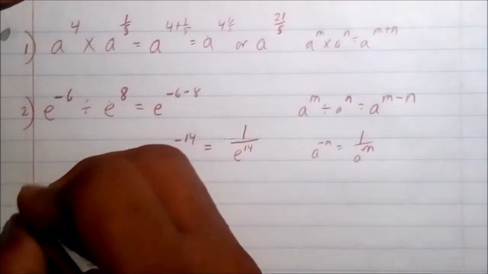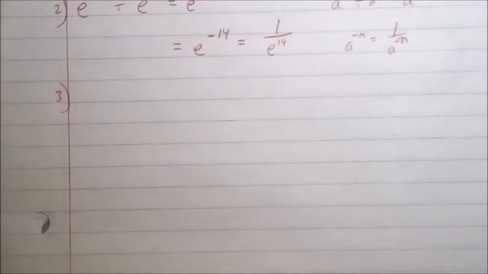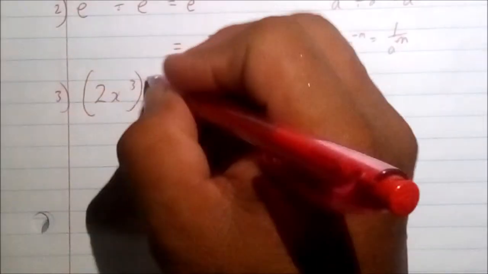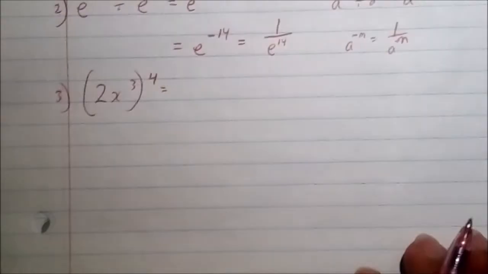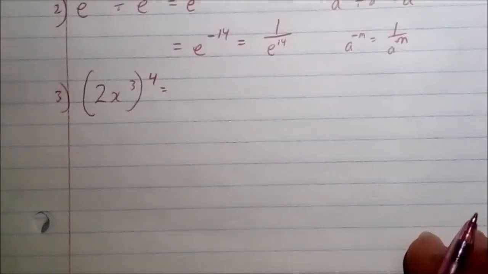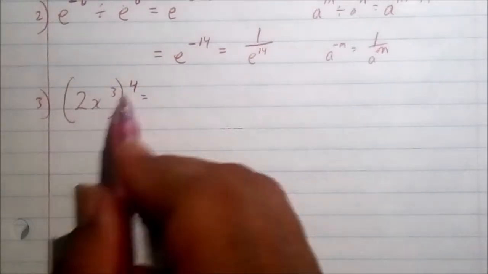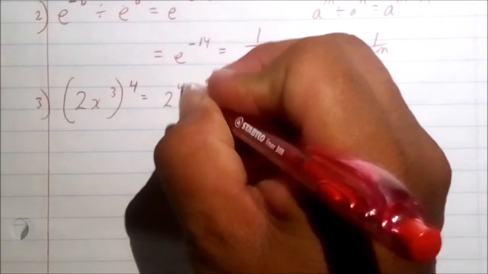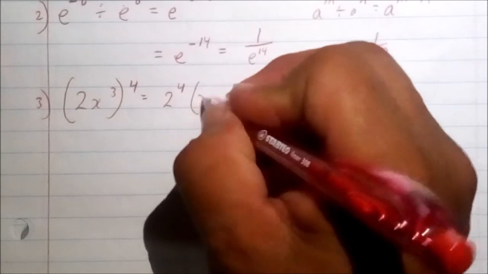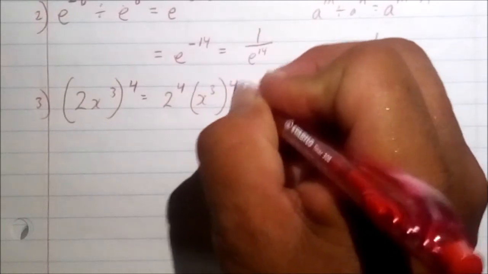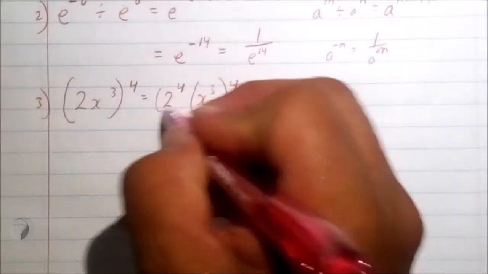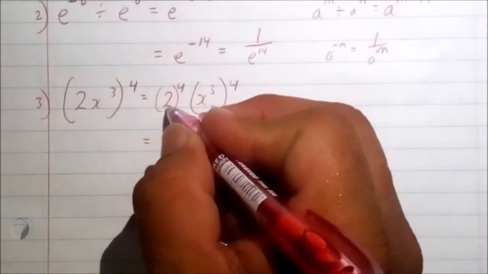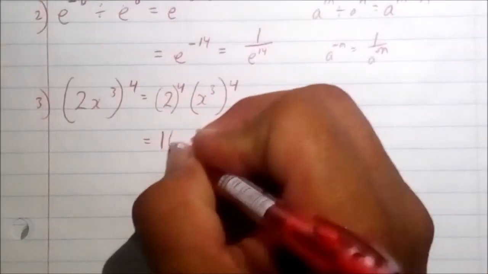Let's go to a third one. This third one states (2x^3) raised to the 4th power. Now in this case, what you need to do is break them apart. We'll take the 2 and raise it to the 4th power, because everything is inside of the bracket. So you put here 2 to the 4th power, and then (x^3)^4. You may put this in brackets, and I would encourage you to use brackets, because this could have been negative. So here you have 2 to the 4th power, which is 16.